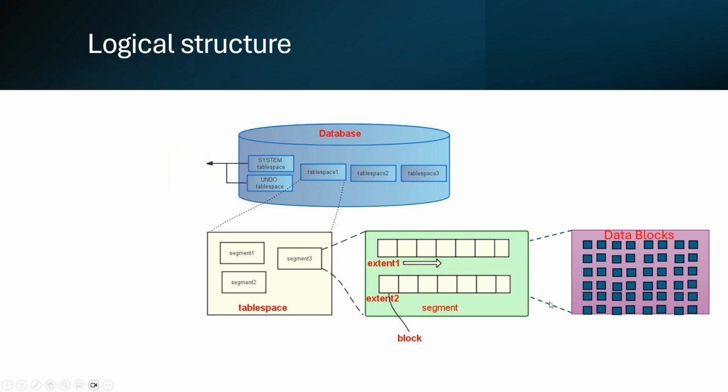You cannot change the data block size. It remains the same, but you can change the extents. You can have two or three data blocks together form an extent, or you can have six data blocks form an extent. So an extent is nothing but a collection of data blocks.